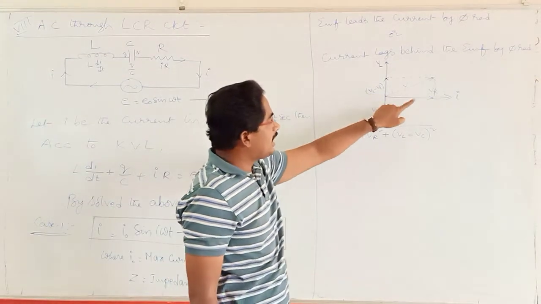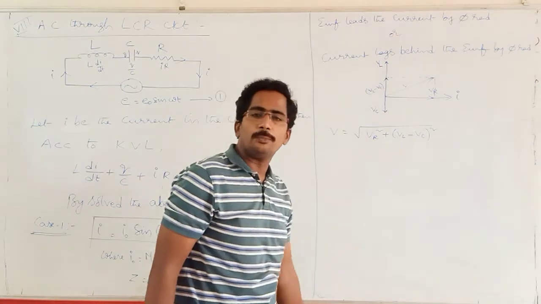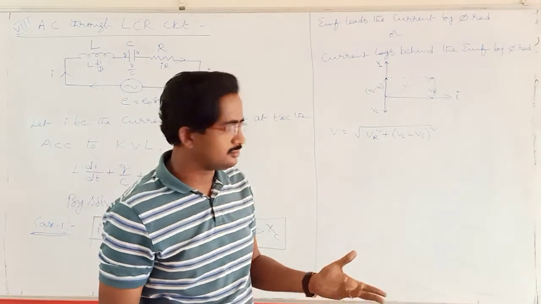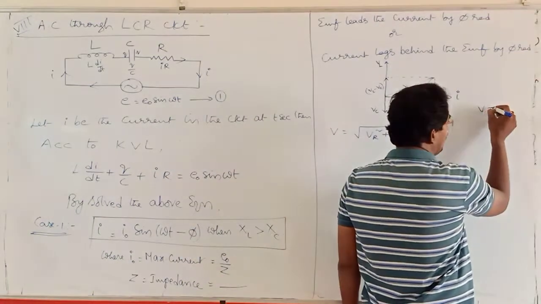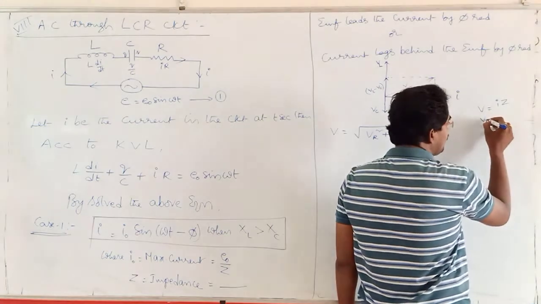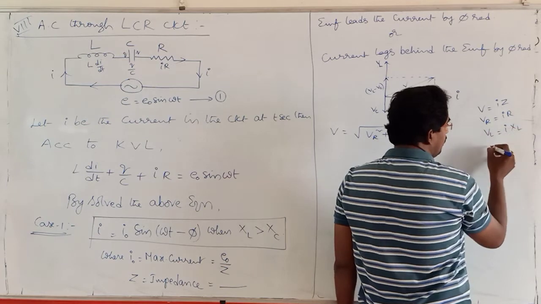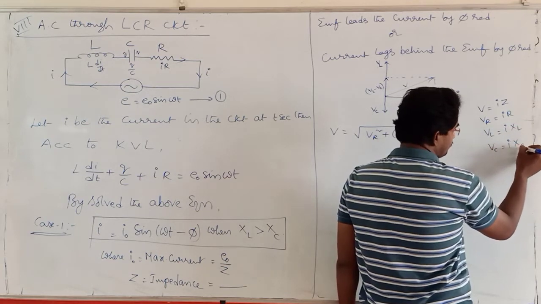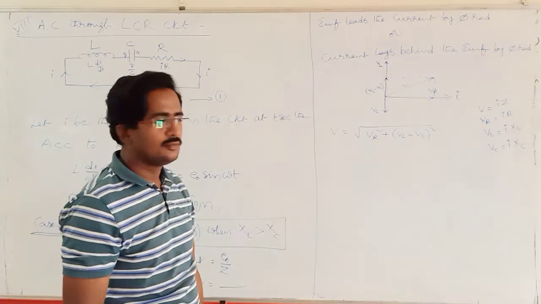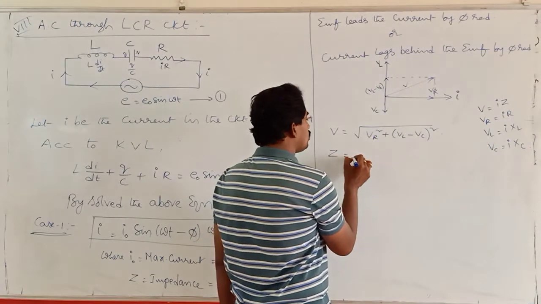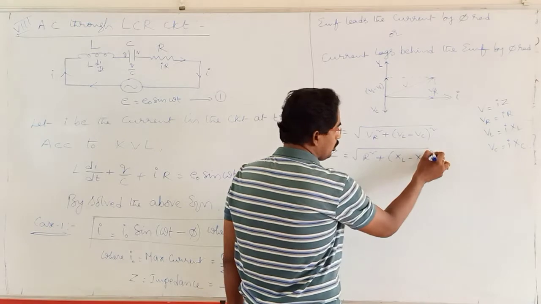The resultant of both, these are two perpendicular vectors. For two perpendicular vectors, what will be the resultant? This one. But you know well what the V value is. V equals IZ, VR equals IR, VL equals IXL, VC equals IXC. If you substitute those values here, what we are getting is Z equals root over R square plus (XL minus XC) whole square.